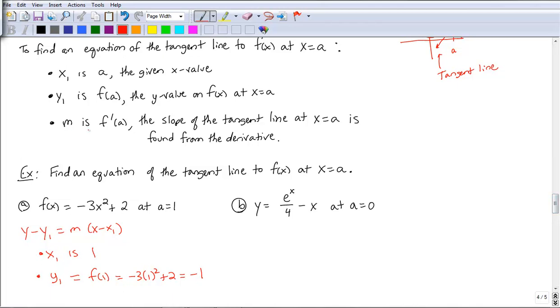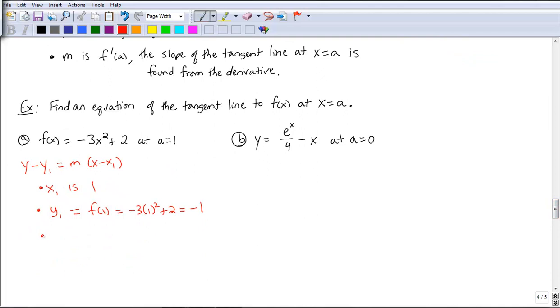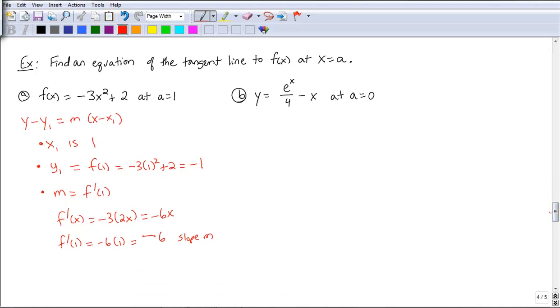To find the slope of the tangent line, I find the derivative, and I plug 1 into that. So to find the slope of the tangent line, this is the derivative at 1. Well, I have to find the derivative to do this. Negative 3 times x squared. The derivative of 2 is 0, so the derivative is negative 6x. When I plug 1 into that, I get negative 6 times 1, which is negative 6. This is my slope. So now I can write the equation.